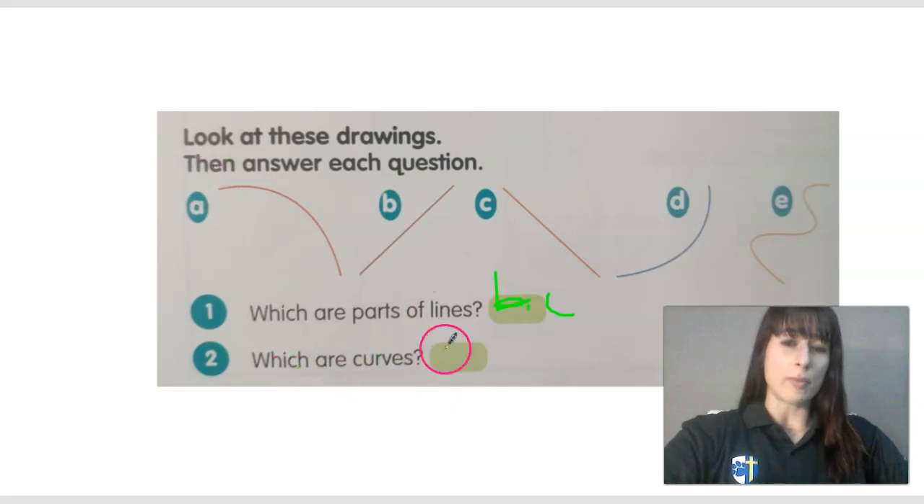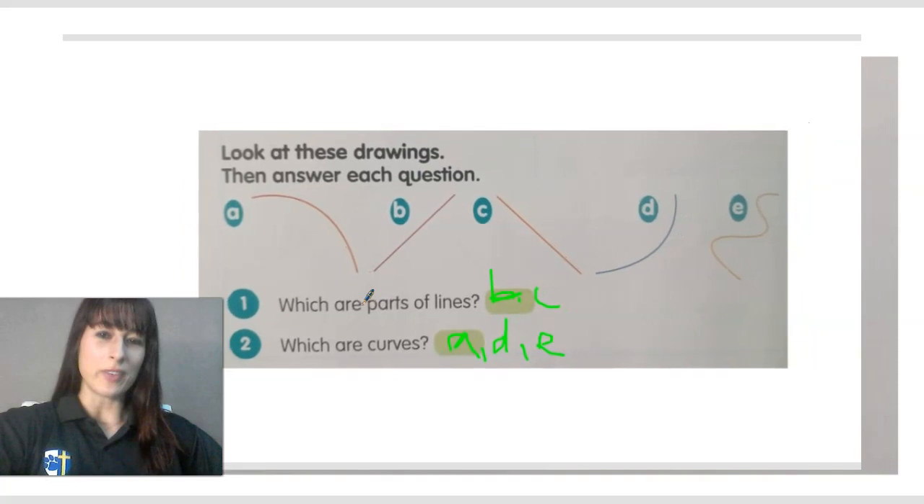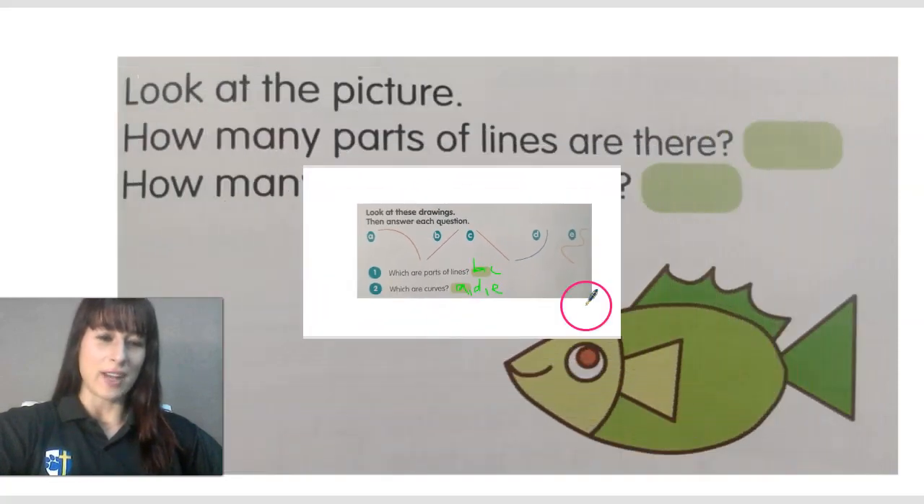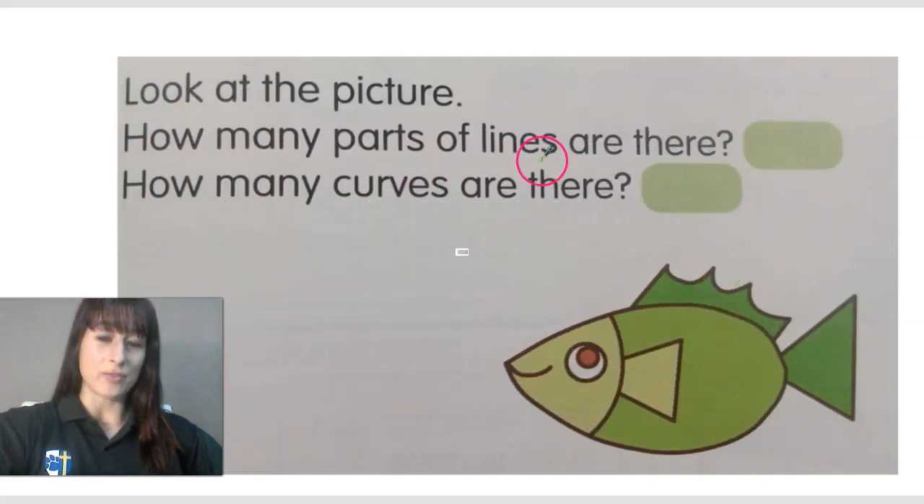Now curves. Then we'll write here curves are A, D, and E. These lines are curves. Here we have another picture. We're going to count the lines. Ready? Let's count parts of lines first. And I have here 1, 2, 3, 4, 5, 6, 7, and 8. Okay, I don't see any more. I have 8 parts of lines.